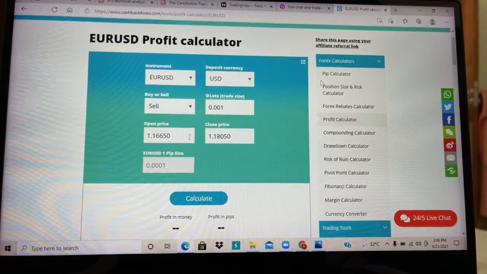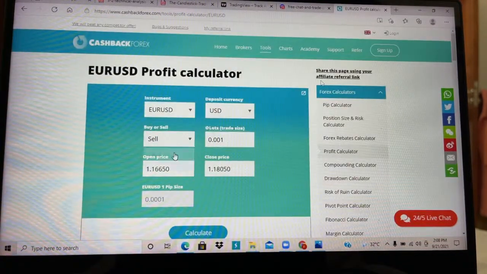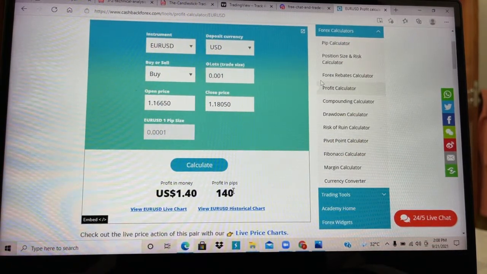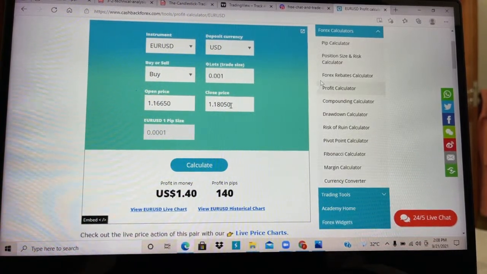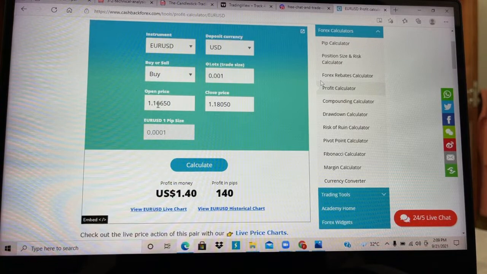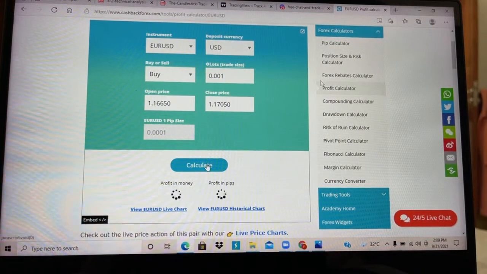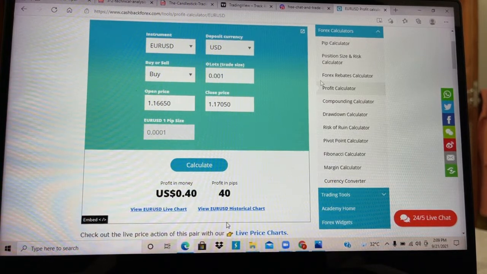So it was more than 20. It's a buy as well, it's not a sell. So it was 140 pips. We went from 16 to 18, so that's a very large gap. If we had maybe 1750, it would have been closer. So as you can see, that's a big move.